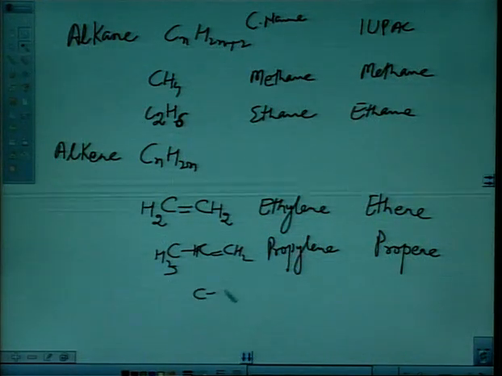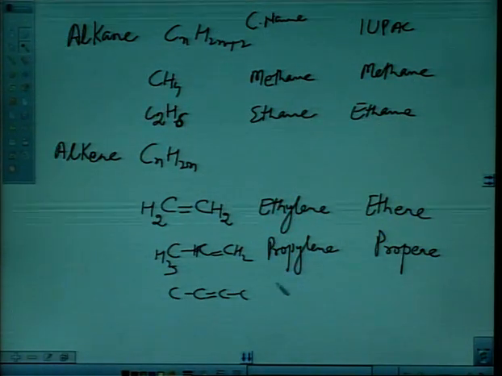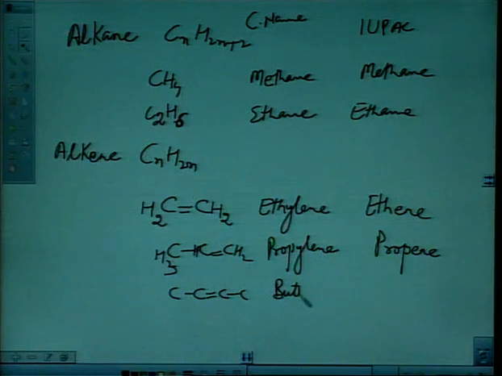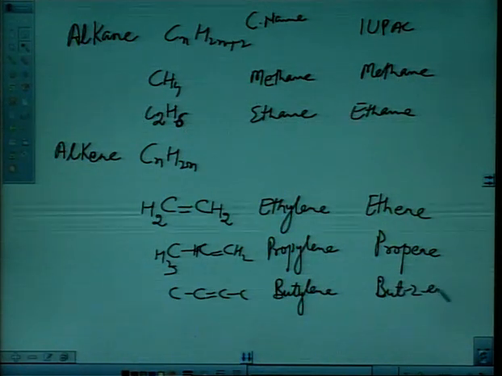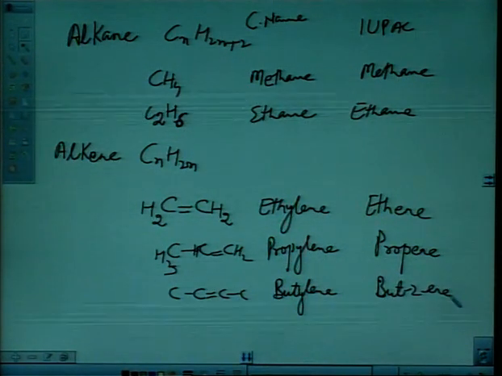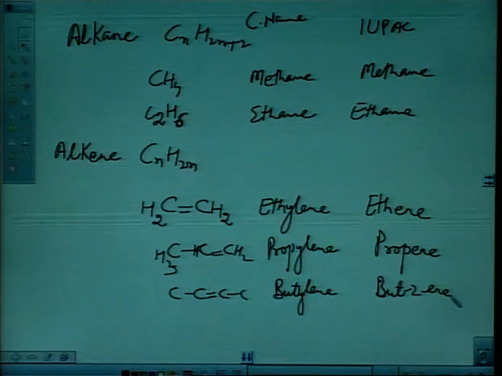If there are 4 carbons, the common name is butylene and the IUPAC name is but-2-ene. So accordingly, the position of the double bond is given, but-2-ene. Next is alkyne.